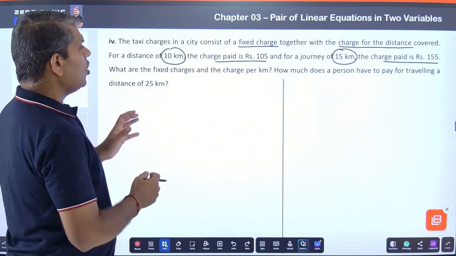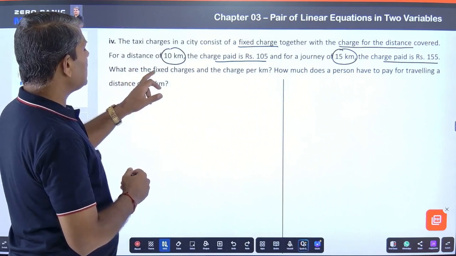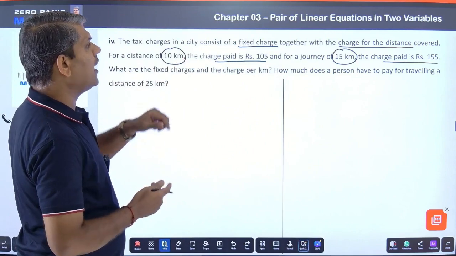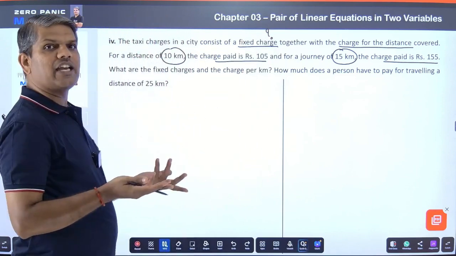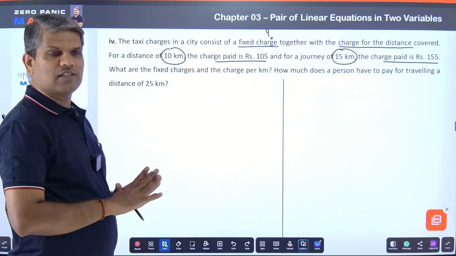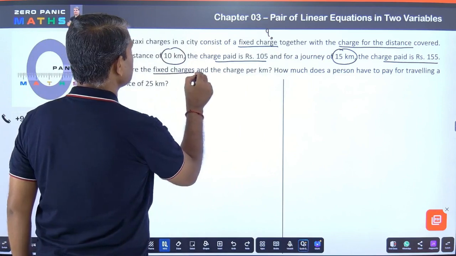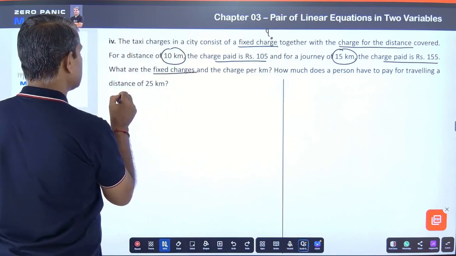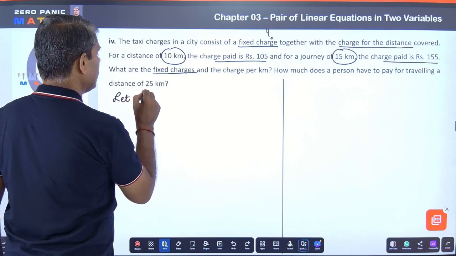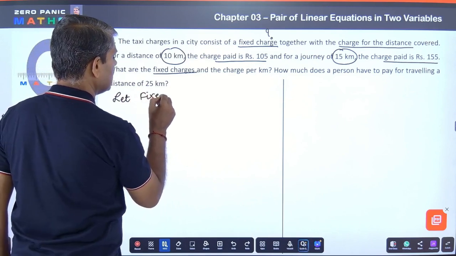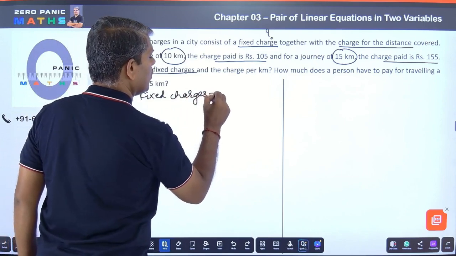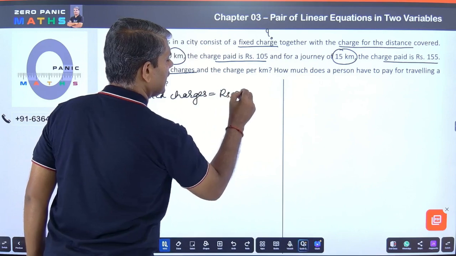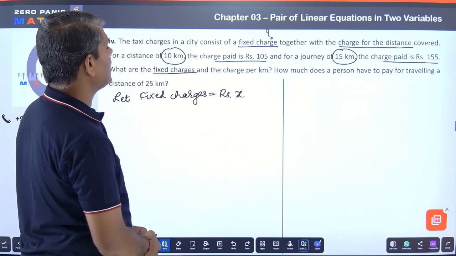So what is the question? What are the fixed charges? We have to find what is the fixed charge. This is one question. So fixed charge will be one variable for us. Let fixed charges be equal to rupees x. I can directly write that as a variable.